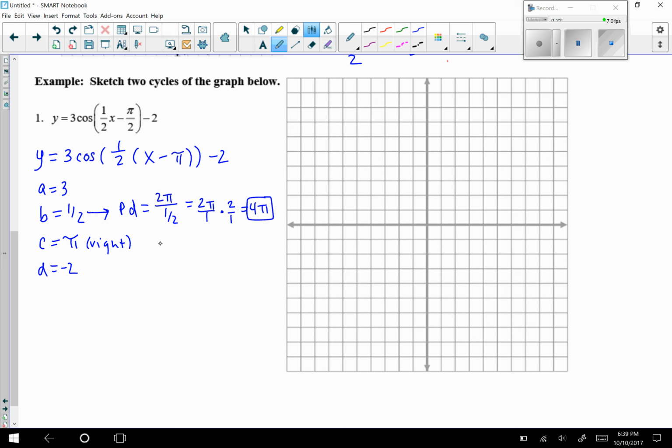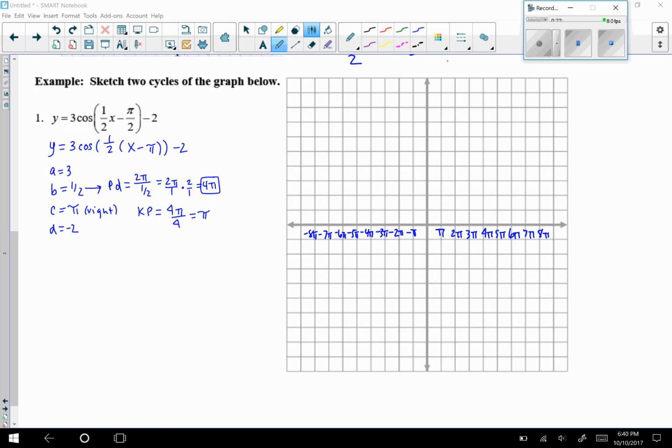And then I also need to figure out my key points for my graph. So my key points, remember, you take the period and divide it into 4 equal parts. So we have the key points are equal to 4 pi divided by 4, which is equal to pi. So on my graph, I'm just going to count by pi's. Now that I have my key points in my graph, I also want to label my y-axis. So I'm just going to go 1, 2, 3, 4, 5 here. Negative 1, 2, 3, 4, 5.